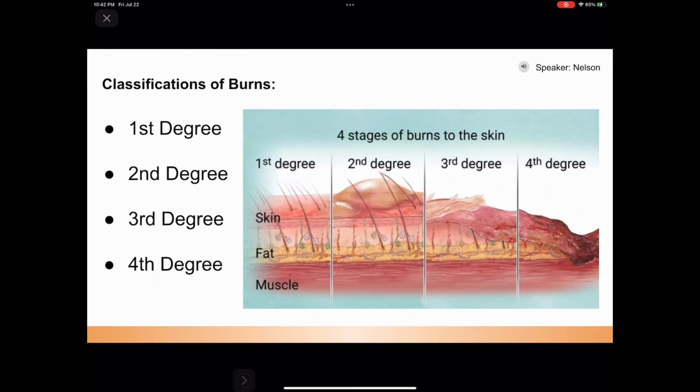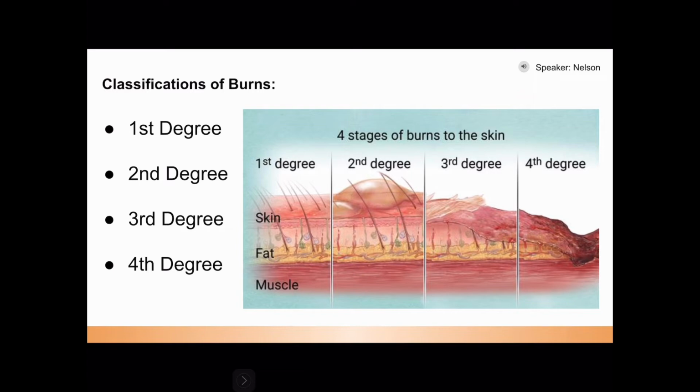Classifications of burns. Burns are classified by degree, depending on how deeply and seriously they penetrate the skin's surface: first, second, third, or fourth. It is important for the nurse to understand the differences between each degree so that the nurse can provide the best possible medical care for that patient.